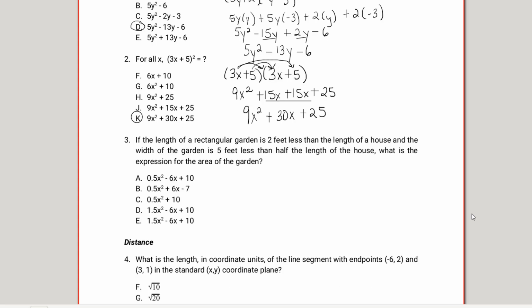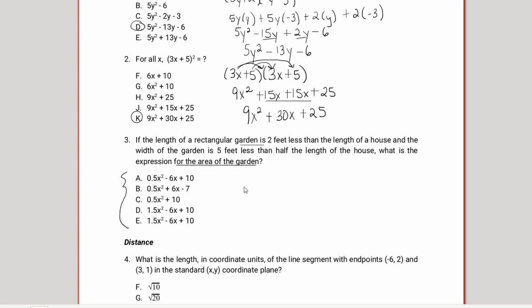Number 3 is going to be a little bit of geometry in addition to using this method of multiplying binomials. If the length of a rectangular garden is 2 feet less than the length of a house, and the width of the garden is 5 feet less than half the length of the house, what is the expression for the area of the garden? We're also having to take words and make an expression for that. And if you'll notice from our answer choices, we have an x squared term, an x term, and then a constant. Looks like that's what's going to be in our final answer.